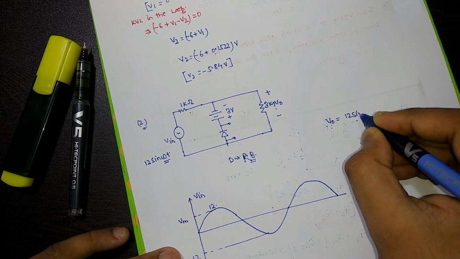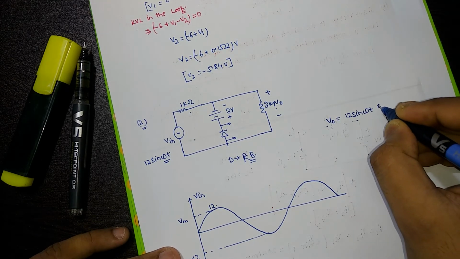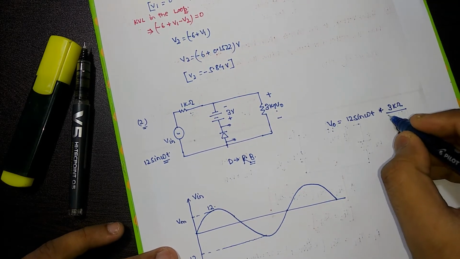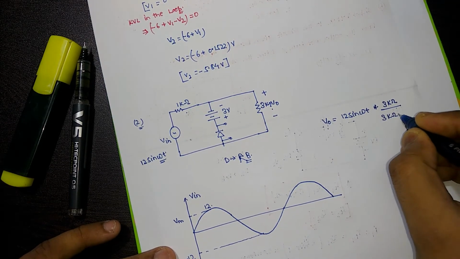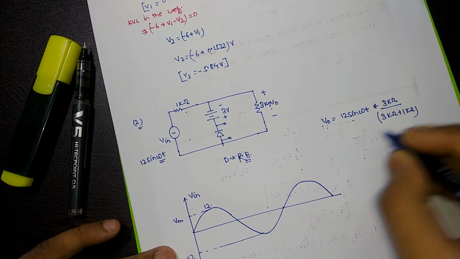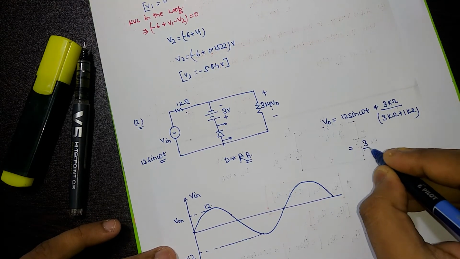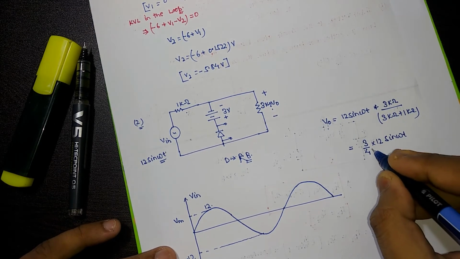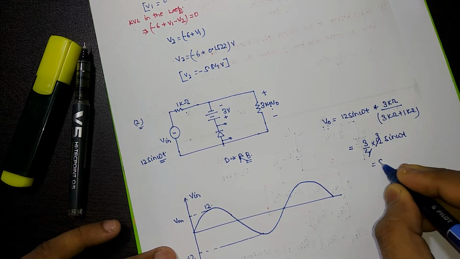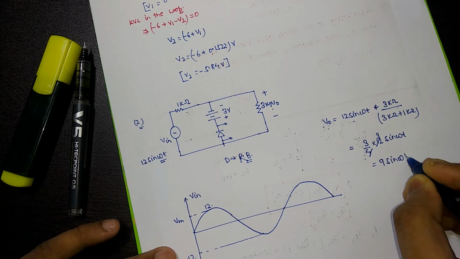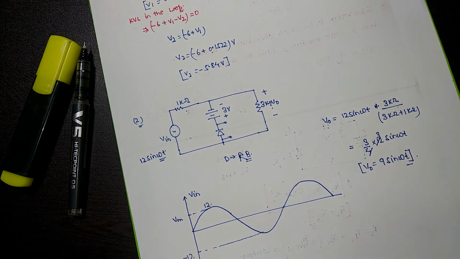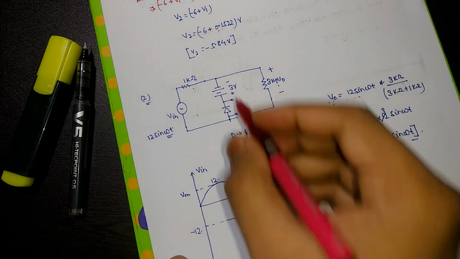12 sine omega t into the drop across the resistor which we are considering, 3 kilo ohm, as the output terminal, over 3 kilo ohm plus 1 kilo ohm. It will be equal to 3 by 4 into 12 sine of omega t. You will get 9 sine of omega t. This output you will get when this diode will be in reverse bias. Okay, and also there will be a regulated voltage of -3 volt.